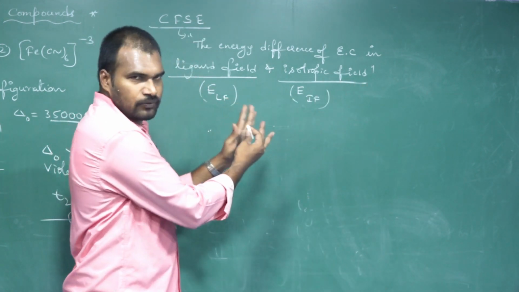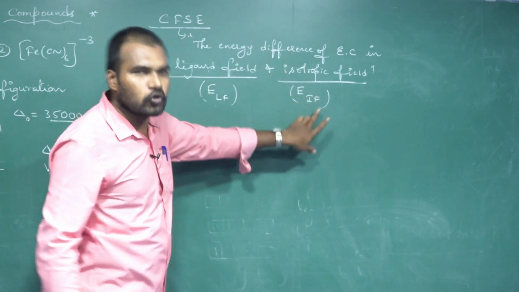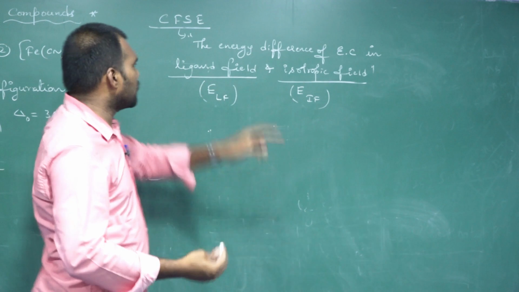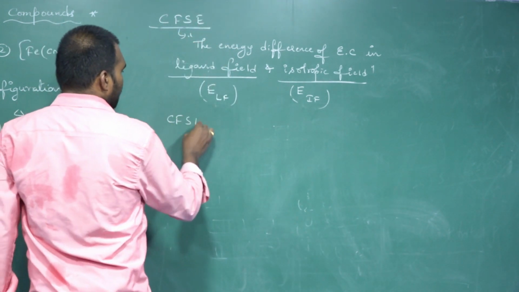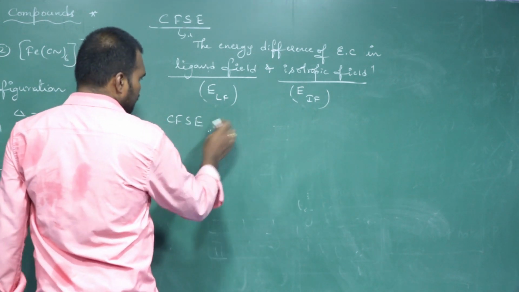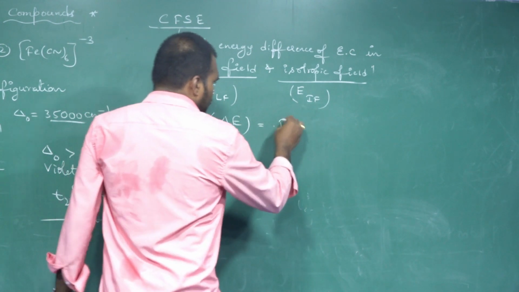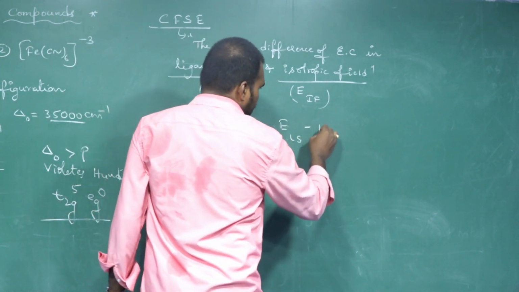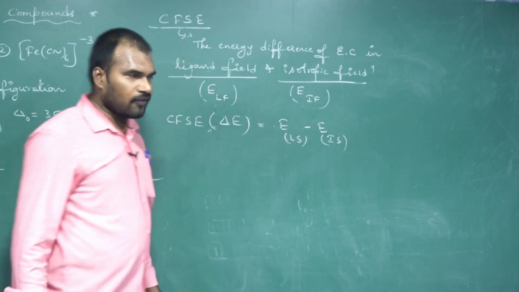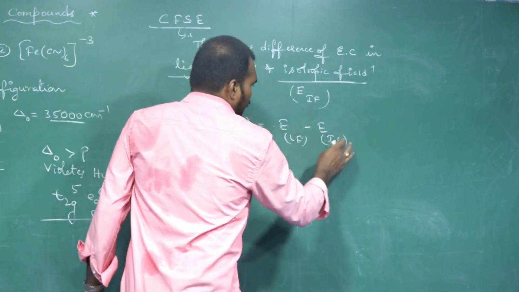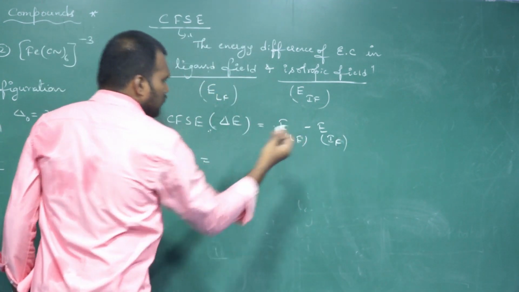The energy difference between the energies of the electronic configurations of the ligand field and the isotropic field, that difference we call crystal field stabilization energy. So CFSE, which we represent as del E, is nothing but ELF minus EIF, the energy of the ligand field and the isotropic field. And what is the formula for the energy of the ligand field?